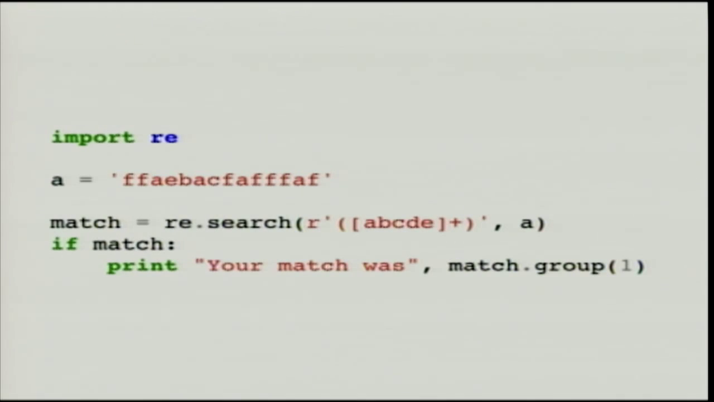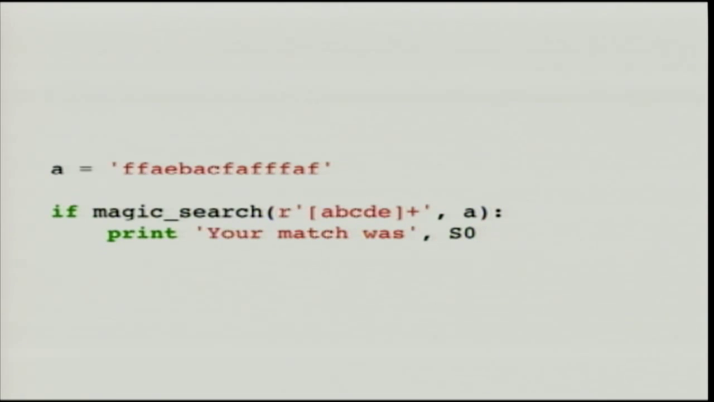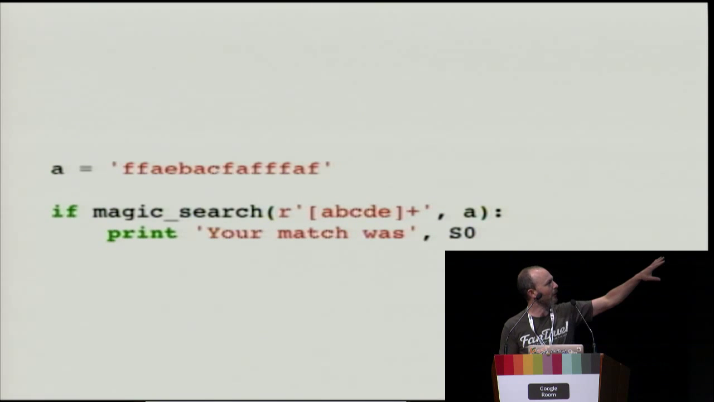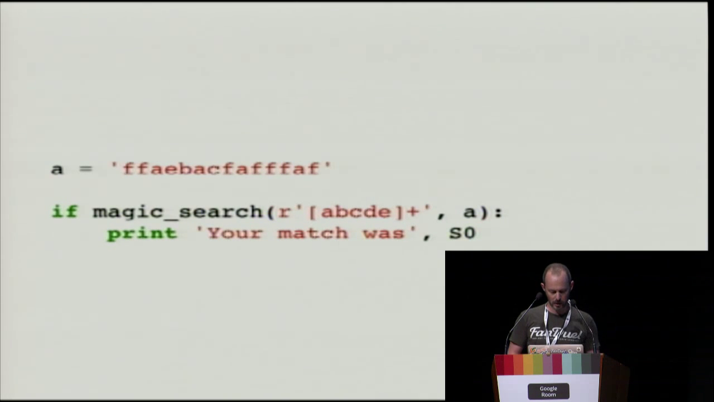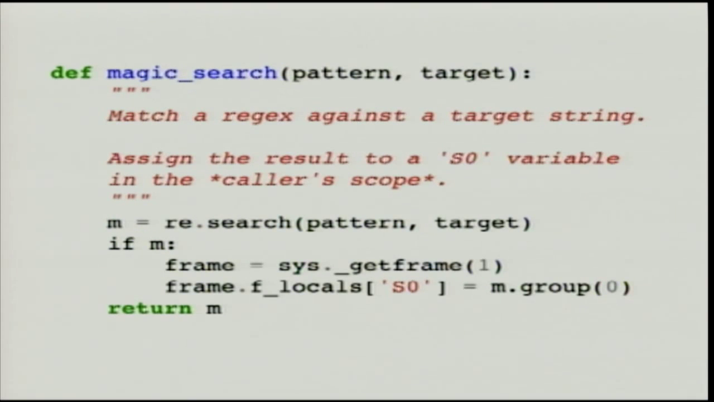But I fixed this, you'll be pleased to know. So we have magic search. We run the regular expression against a string, and then on the next line we have this magic variable called S0 that's been created for us. I couldn't call it $0 because Python isn't as good as Perl. So I'm printing that out, and you're thinking, Mark, how did you do this? So I'm going to show you the code. It's not much code, and you need to write it once.